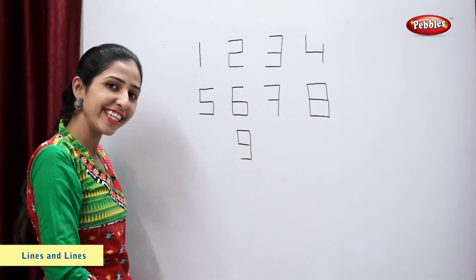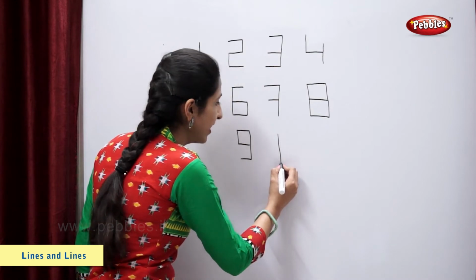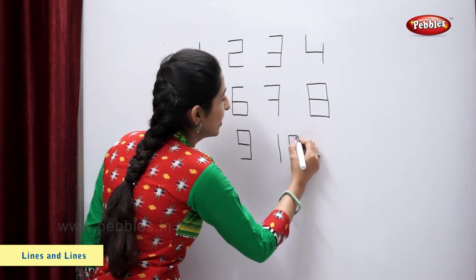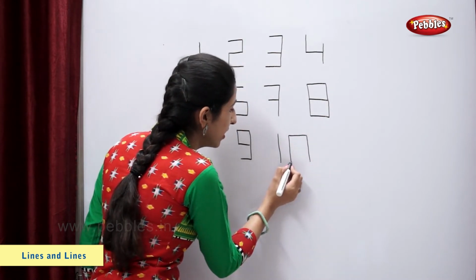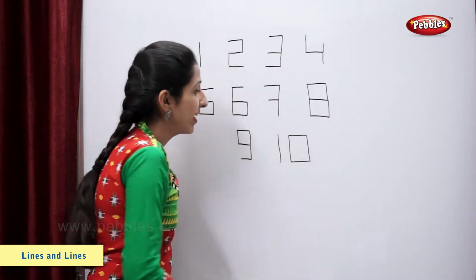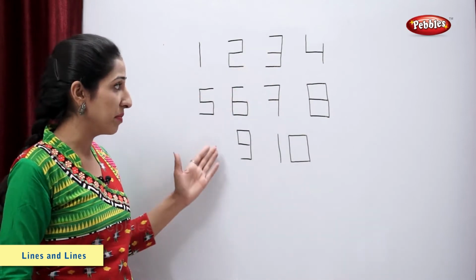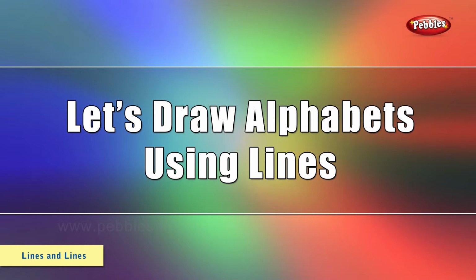Number 9. Standing line. Standing line. Sleeping line. A standing line. A sleeping line. Number 10. So these are numbers using lines. Now let's draw alphabets using lines.